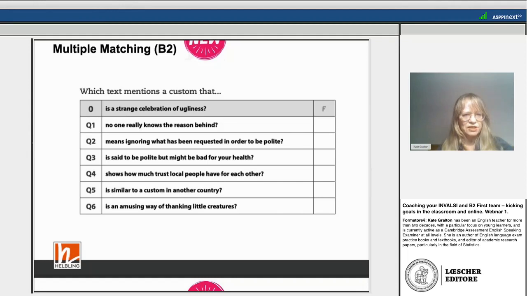Which text mentions a custom that means ignoring what has been requested in order to be polite? Which text mentions a custom that is said to be polite but might be bad for your health? Or shows how much trust local people have for each other? Is similar to a custom in another country, or is an amusing way of thanking little creatures? Which one do you think it is? 1, 2, 3, 4, 5, or 6?